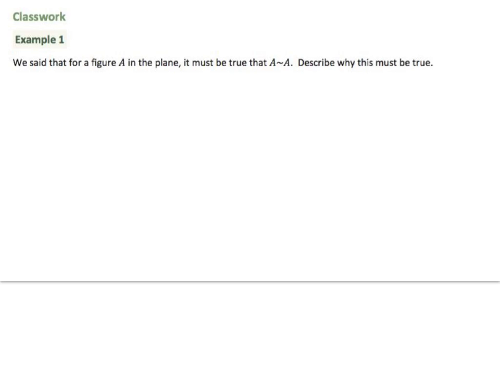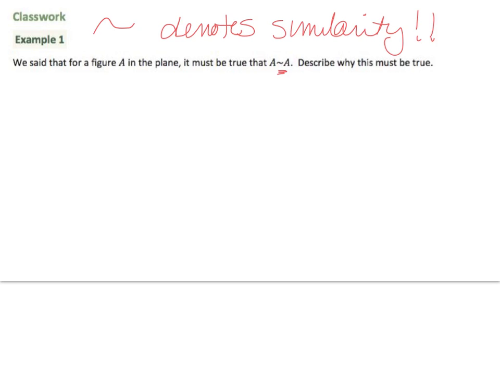So first of all, we said that for a figure A in the plane, it must be true that A is similar to A. Let's describe why that must be true, and we're going to describe why with some pictures, because that makes sense, right? I should point out a very important fact that by just saying it, I assumed you knew, but you don't yet, because I haven't taught it to you.